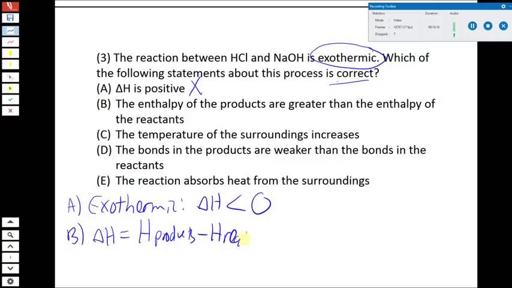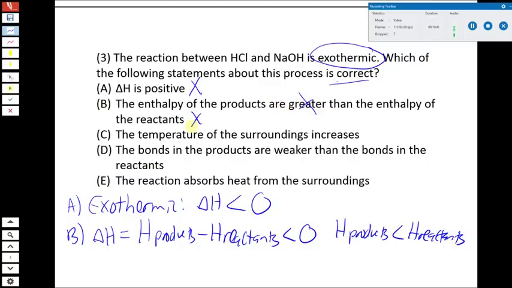And as we already established in the first analysis that we did, this has to be less than 0 for an exothermic reaction. So if we move H reactants over, we just do a little bit of algebra to move it over to the other side, what we find is that the enthalpy of the products are less than the enthalpy of the reactants for an exothermic reaction. And this one says that they are greater, so that's wrong also. So choice B is also incorrect. Should be the opposite. In an exothermic reaction, the enthalpy of the products are less than reactants.